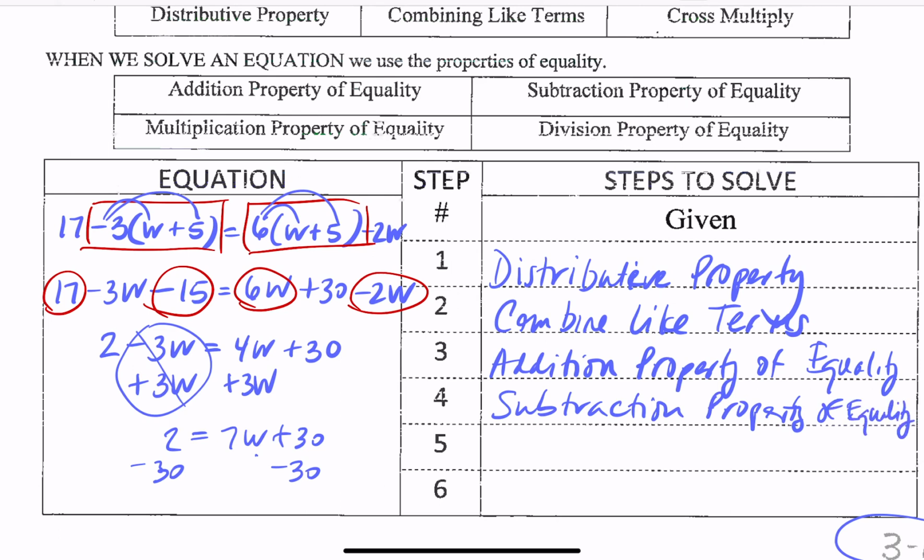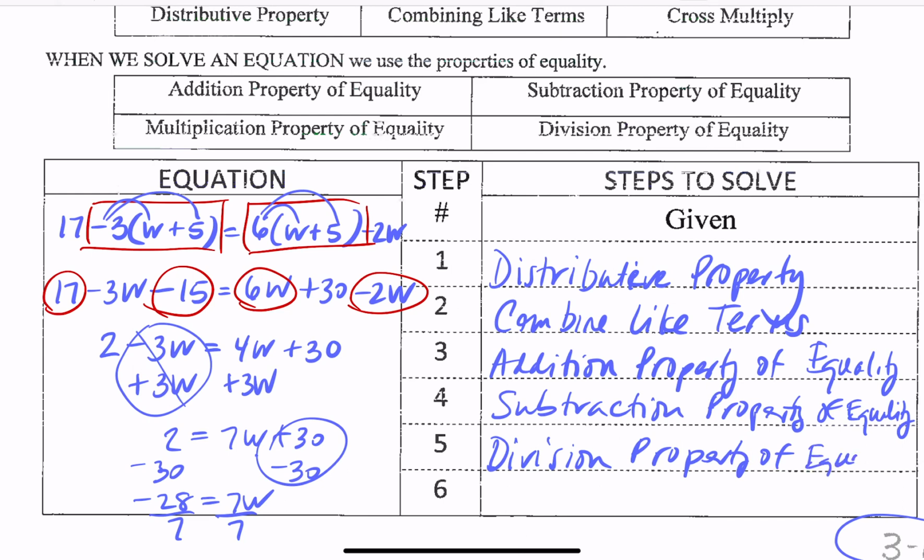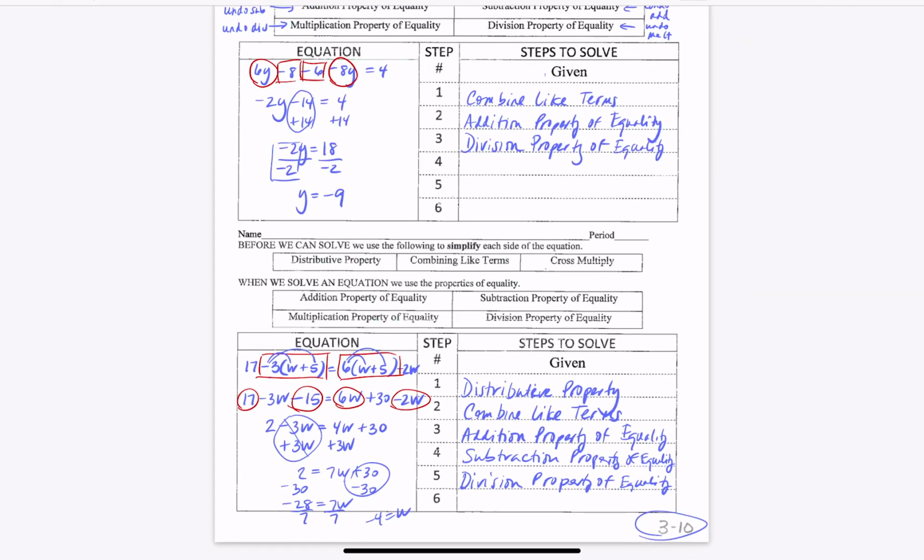And when I do that on the left, I get minus 28 equals, this becomes 0, 7w. I need to get rid of that 7 multiplied by w, so I'm going to divide both sides by 7. So that means I'm using the division property of equality because I'm dividing both sides by the same thing, and I end up with negative 4 equals w when I'm done. So notice each step you can identify what you're doing and what math property you're using each time. So we have 2 more examples to do on the next page.